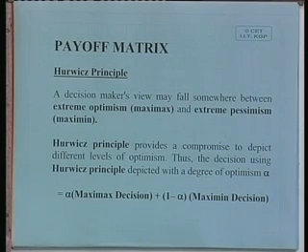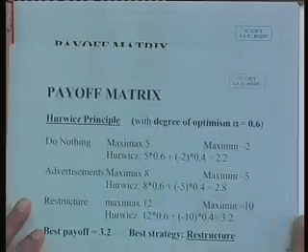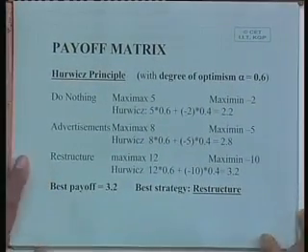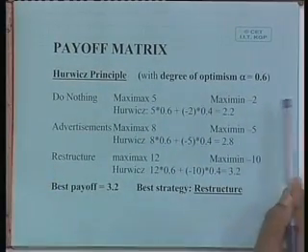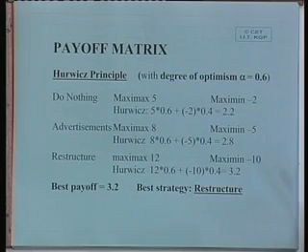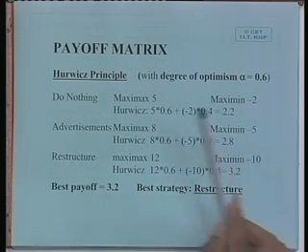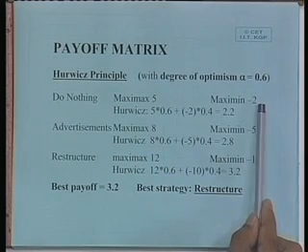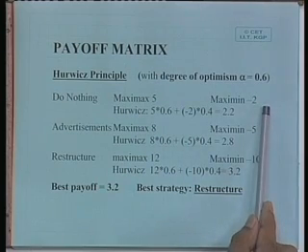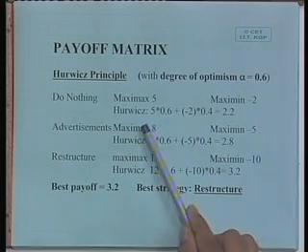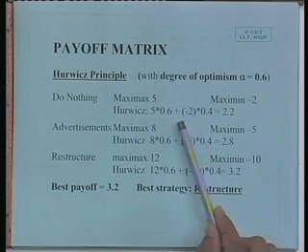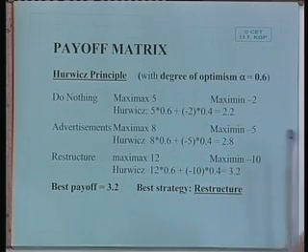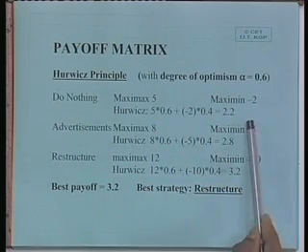Is it okay? Right. So let us see this Harveys principle, a calculation with degree of optimism alpha equal to 0.6. So do nothing, maximax is 5, maximin is -2. This we have already seen. Harveys 5 into 0.6 plus -2 into 0.4 comes out to be 2.2.